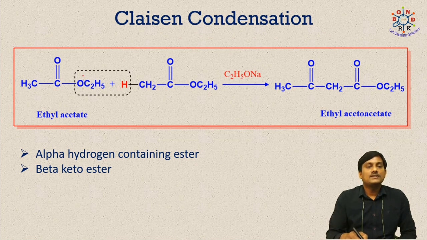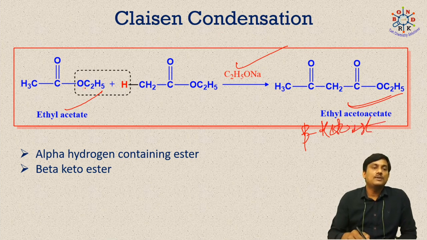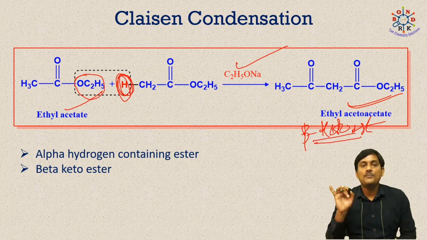Claisen condensation: the reaction is exhibited by the esters which contain at least one alpha hydrogen in presence of base such as sodium ethoxide. Here finally, when you take ethyl acetate, you will get ethyl acetoacetate. This one is beta keto ester. In Claisen condensation, simply there is a removal of OC2H5 of ester OR and active hydrogen from the another ester, and finally there is a formation of beta keto ester.